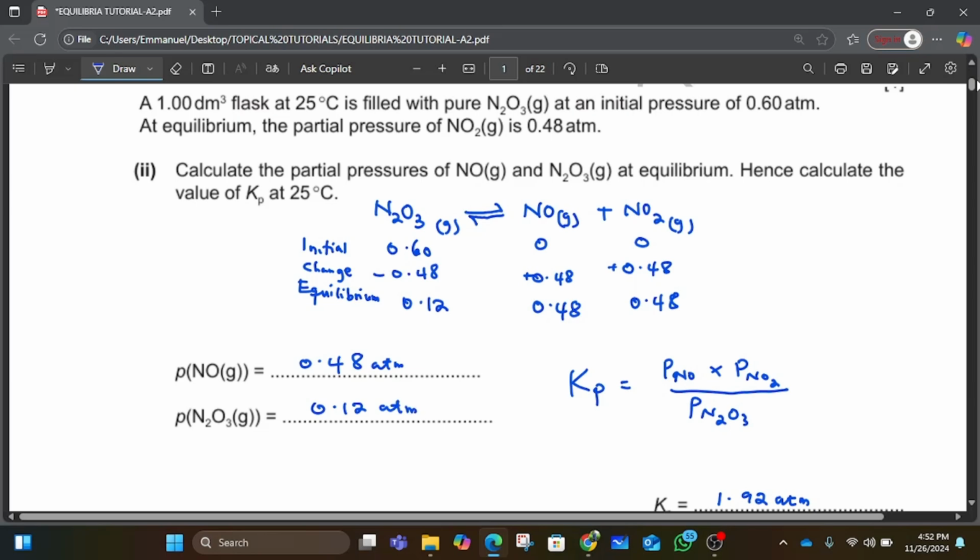And for the Kp, again, it is equal to the partial pressure of NO times the partial pressure of NO2 divided by the partial pressure of N2O3. And so that is equal to 0.48 times 0.48 divided by 0.12. And so that should give you 1.92 atm.